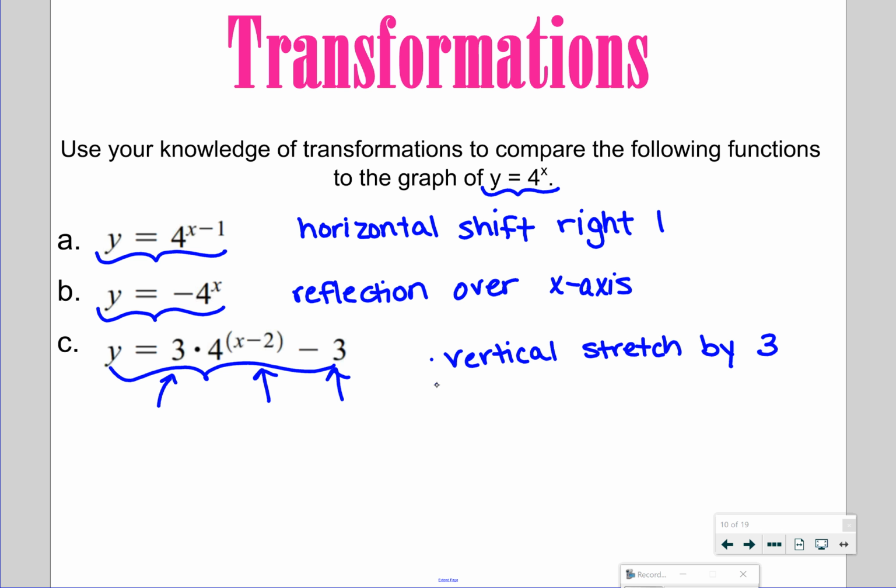Sometimes they'll say that. Minus 2 inside my exponent, again, will be a horizontal shift because it's a minus. It'll move it right 2. And then finally, if I have a minus 3 at the end, that's an up or a down because it's negative. It moves the graph down 3 units. So that's the difference between this function and the original function that they started with that they used as a base function, y equals 4 to the x power.